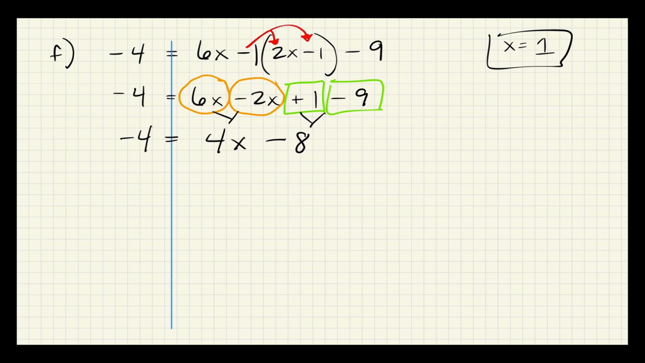Okay. This time I have x on the right. It's okay. You can have x on the right as long as it's on one side by itself at the end. So I subtract 8 from both sides. I get positive 4 over here. Divided by 4.